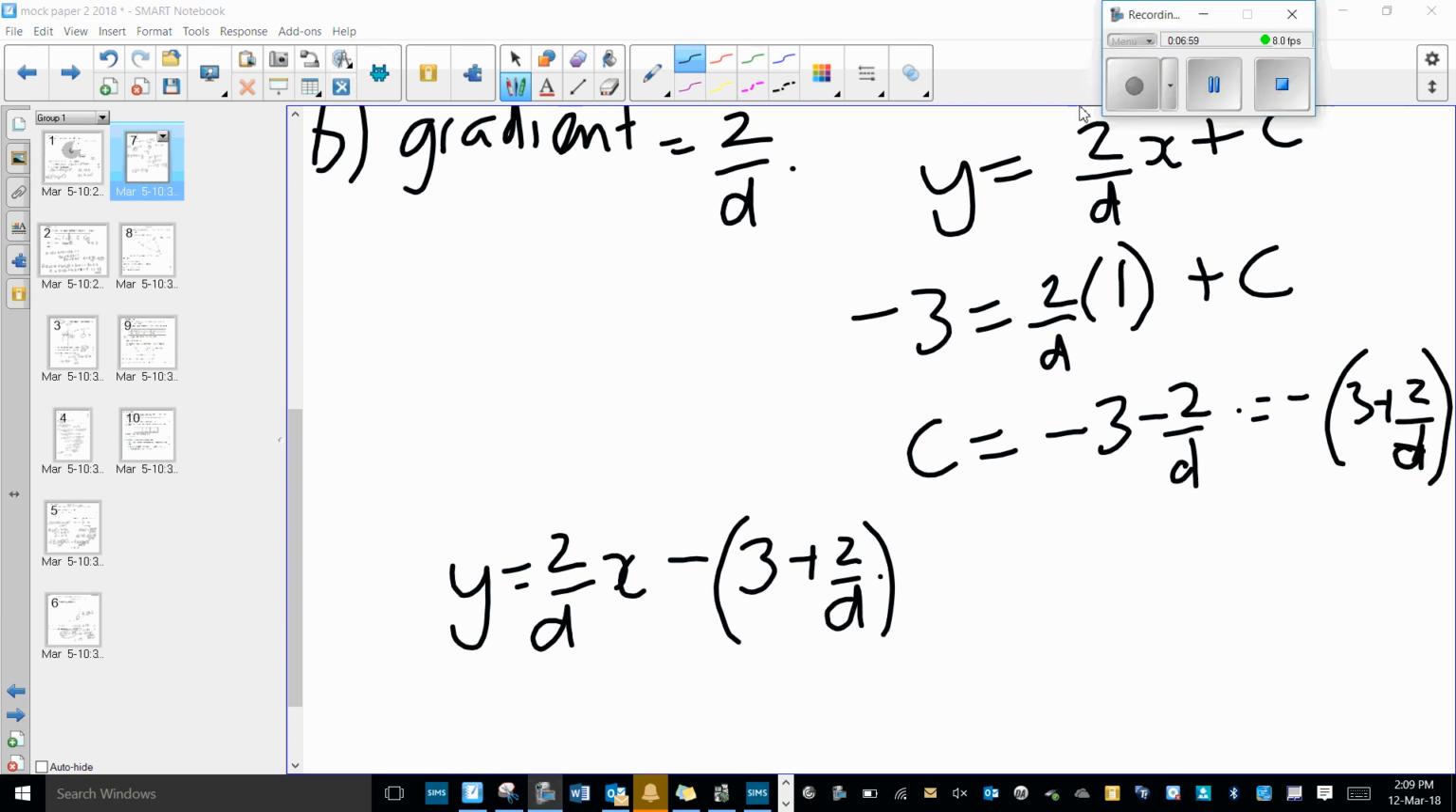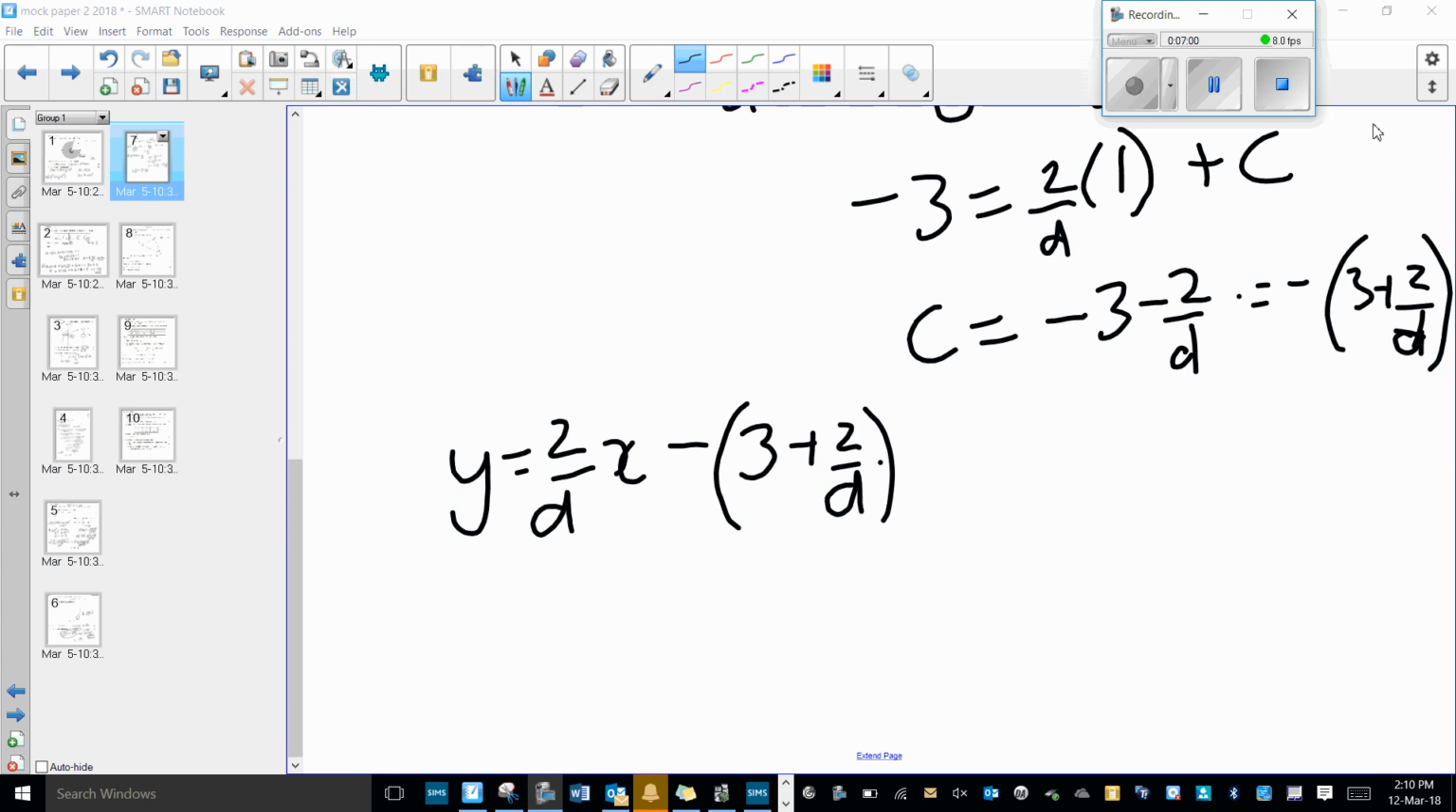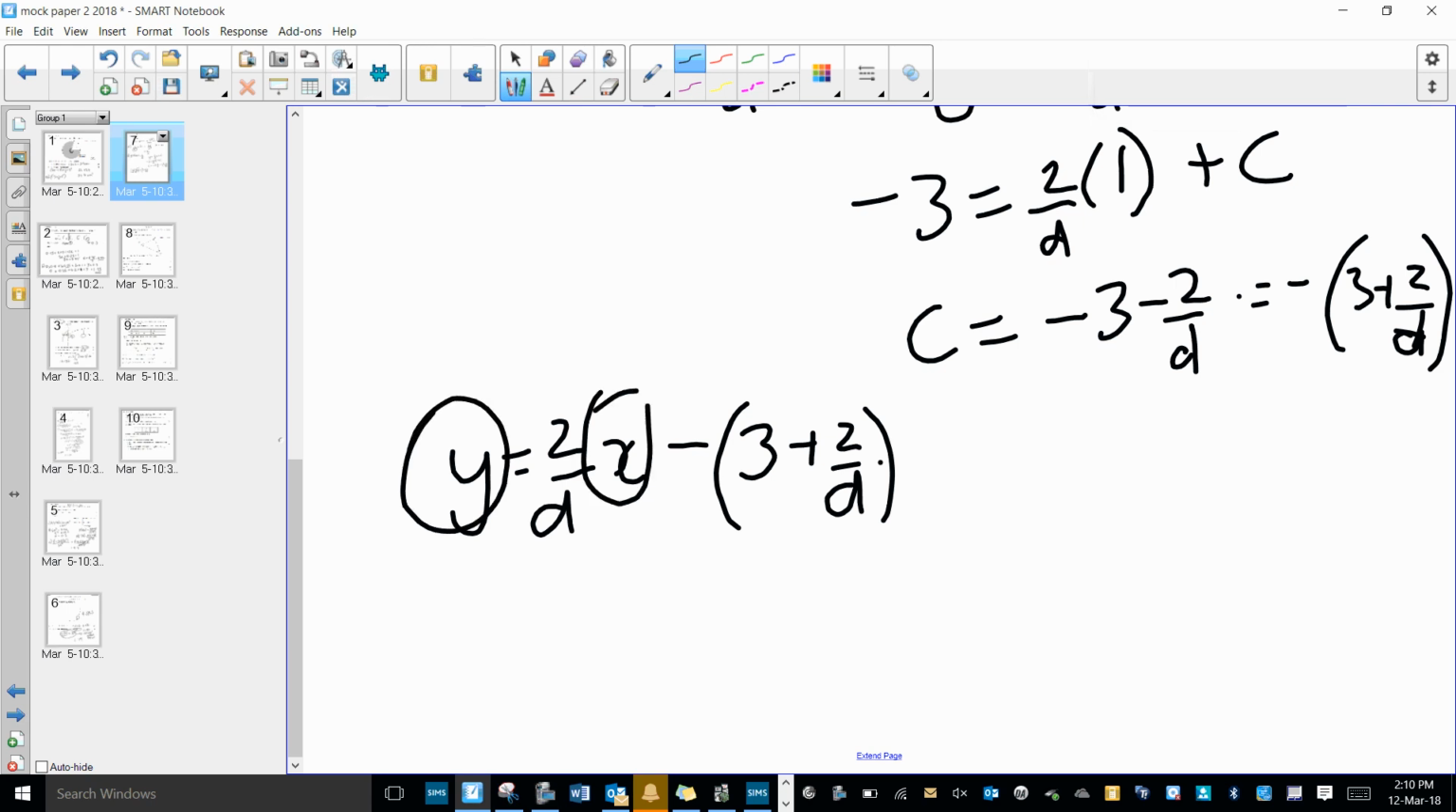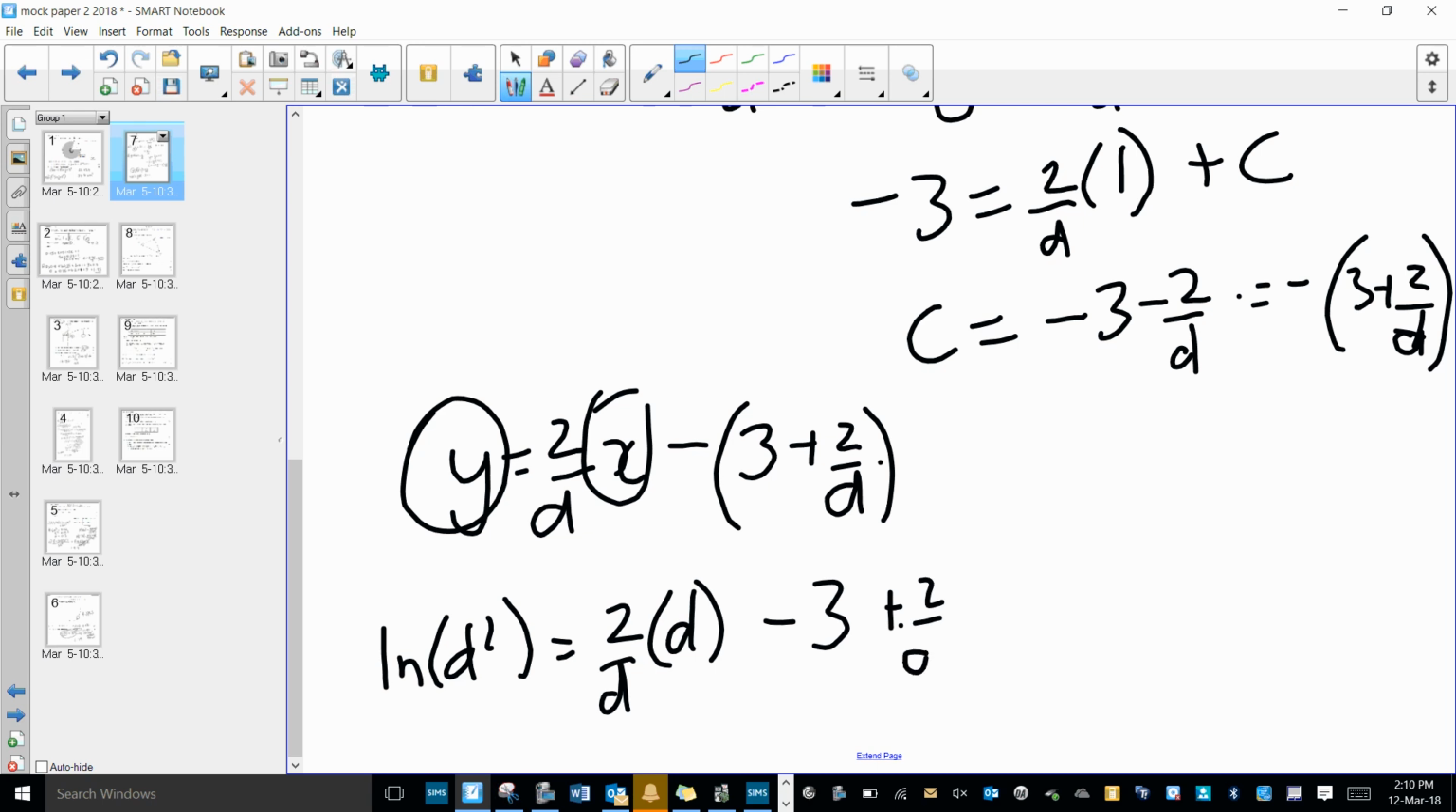Now, in order to solve this, we need an equation with just x and y, just one letter. So I'm going to replace my x and my y with our values. So this is ln d squared equals 2 over d times d minus 3 plus 2 over d. Okay, so we need to solve this. So we would put it in the calculator. So I'm going to pause it because we're running out of time.